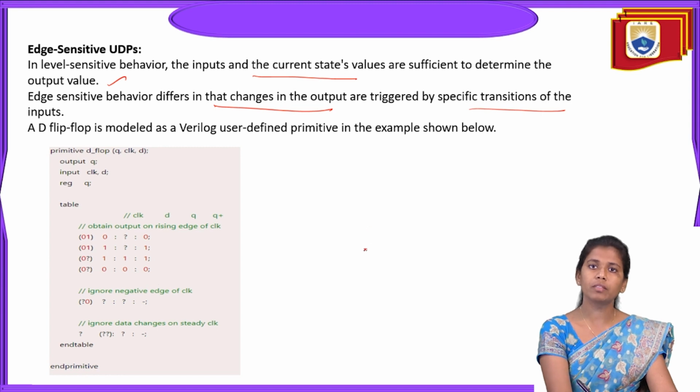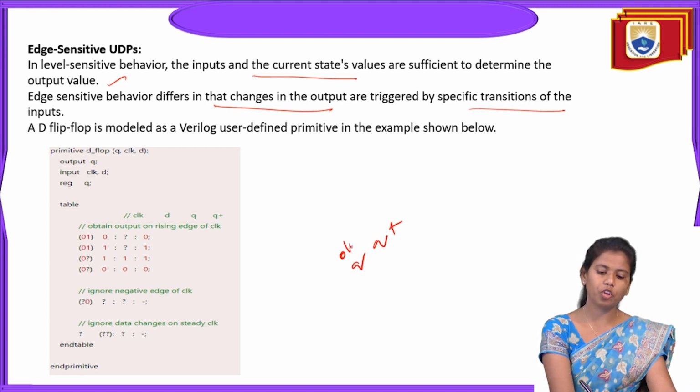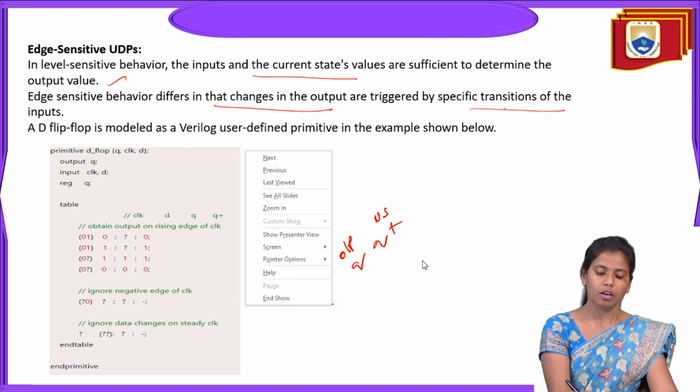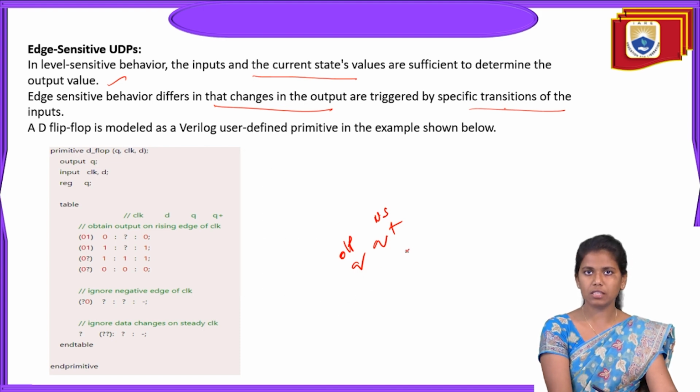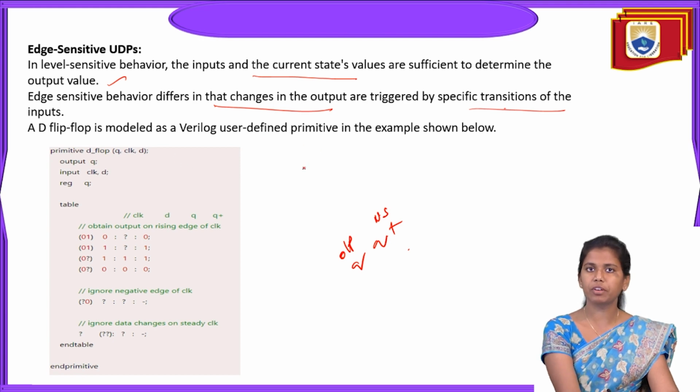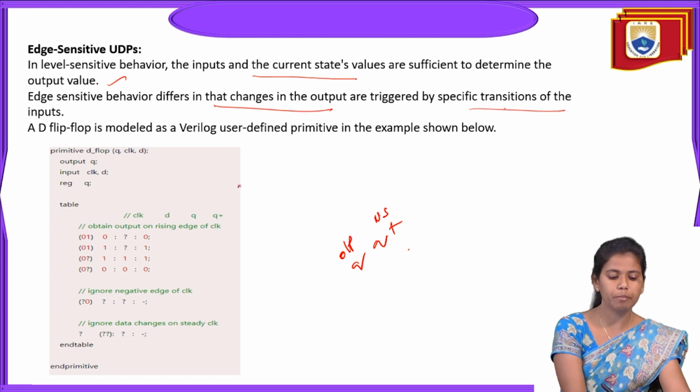So in the edge sensitive UDPs, we observe that there is one more column meant for the next state, Q plus. If Q is our output, Q plus is meant for the next state. So the transitions of the input go with respect to the output as well as the next state. The D flip-flop is modeled as a Verilog user-defined primitive. This is the example pertaining to the D flip-flop.